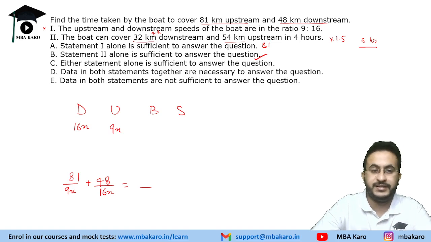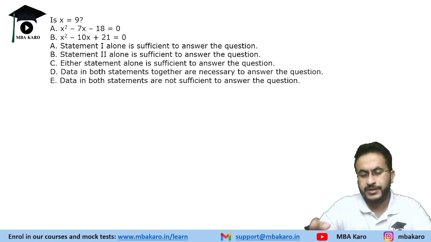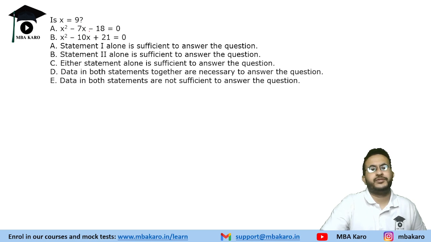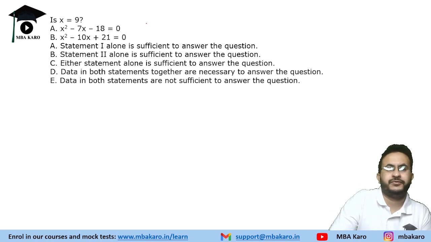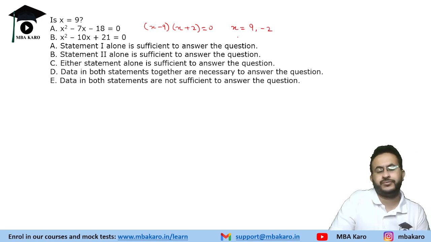All right. Let's see the next question. Is x equal to 9? So we are given a couple of quadratic equations. When we solve the first equation, what will we get? You will get (x minus 9)(x plus 2) equals 0. So x is equal to 9 or minus 2, right?